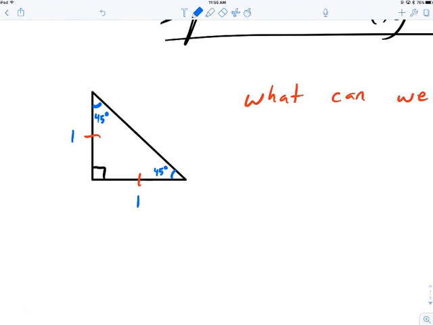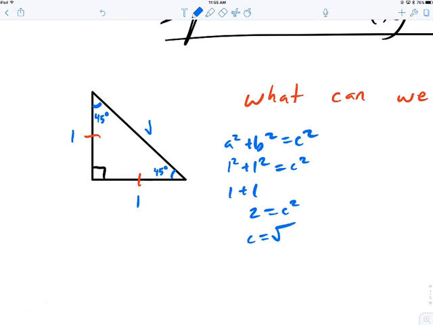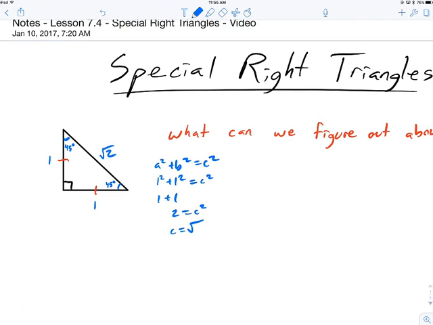And that missing side we could figure out with the Pythagorean theorem. If we have two sides of 1 in this triangle, a squared plus b squared equals c squared: 1 squared plus 1 squared is c squared, so 1 plus 1 is 2. So c is the square root of 2. Every single isosceles right triangle is going to be similar to this one because it also has 45, 45, and 90 degrees, and it'll just be some multiple of this. And we'll come back to this in a minute.